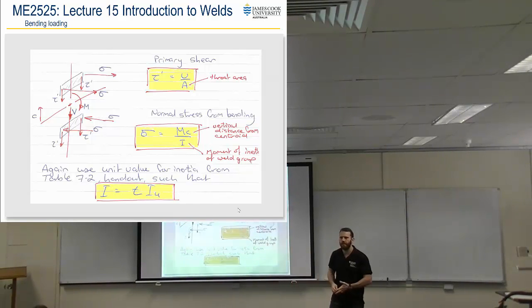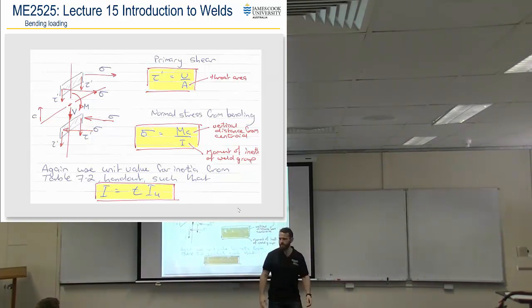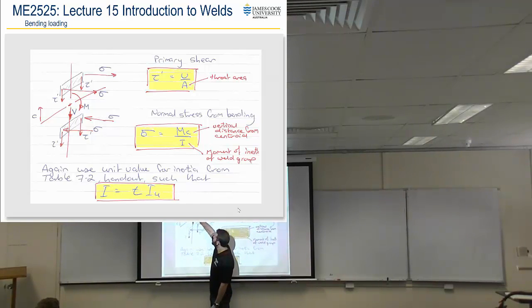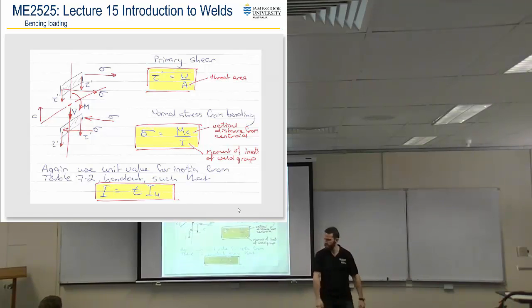And sigma is calculated using MC on I, like we always use. M is the equivalent moment, C is the distance from the centroid to whatever you're looking at. So in this case, it's a perpendicular distance from the centre plane, exactly the same as for shafts and beams and everything. So effectively the bending stress will be exactly the same for that top section and for the entire length of the bottom section because they're parallel to that neutral plane.